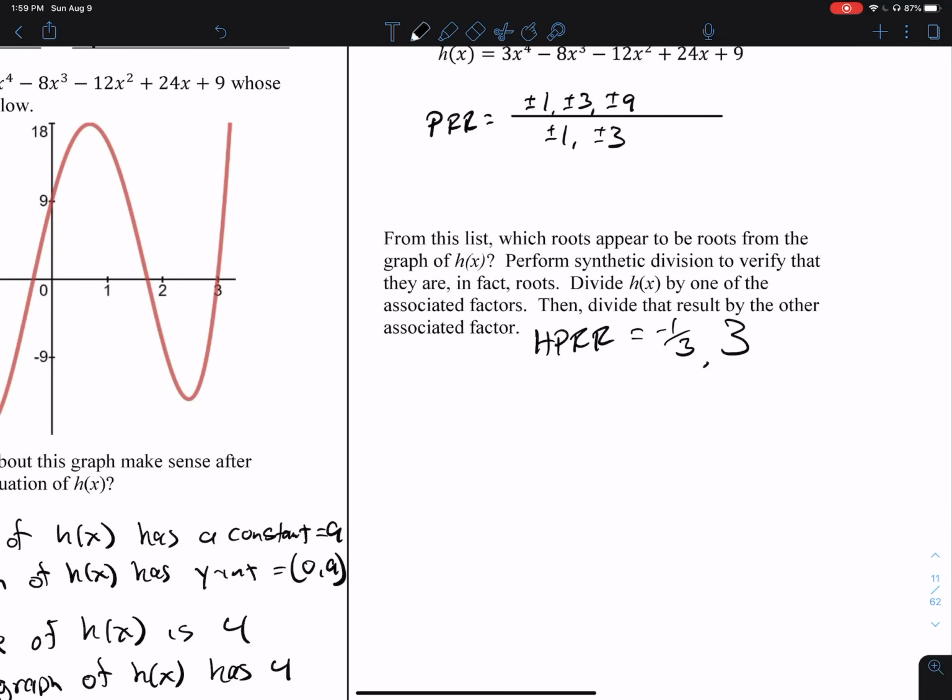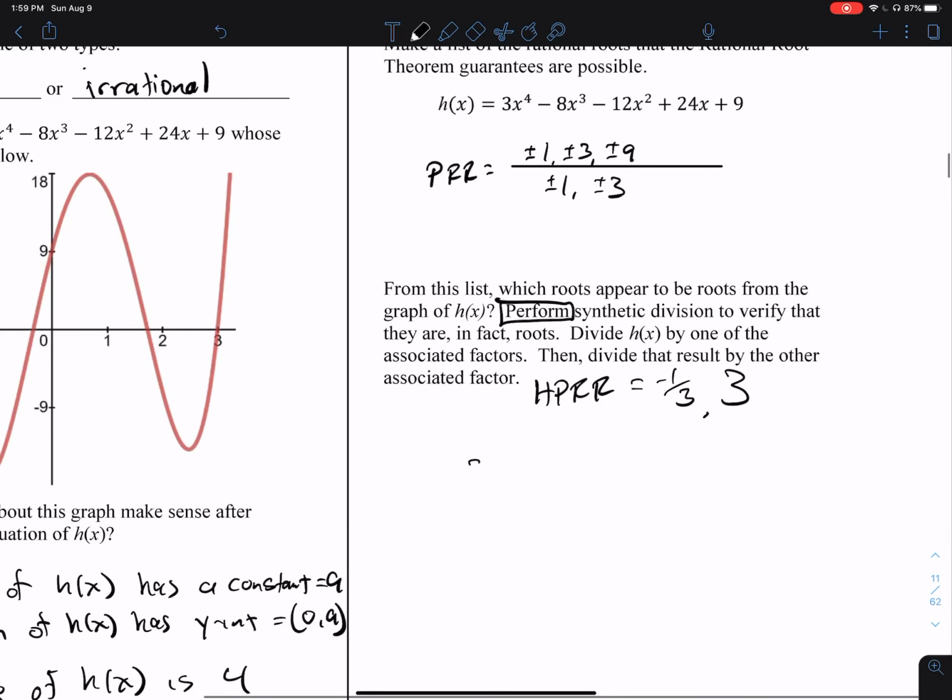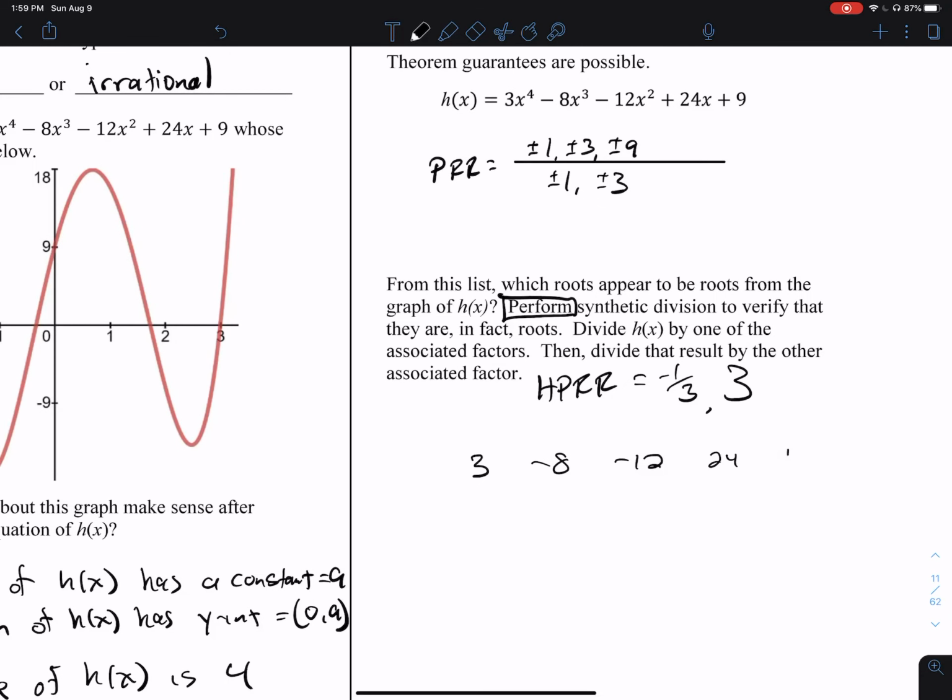So from this list, which appear to be highly possible rational roots, let's perform synthetic division. Let's take the coefficients of this polynomial, p of x, and let's go easy and divide it by 3. 3 and 0 is 3. 3 times 3 is 9. 9 plus -8 is 1. 3 times 1 is 3. Add, you get -9. Multiply, you get -27. Add, you get -3. Multiply, you get -9. Remainder 0. We expected that.